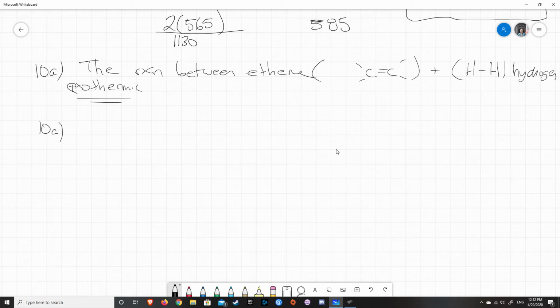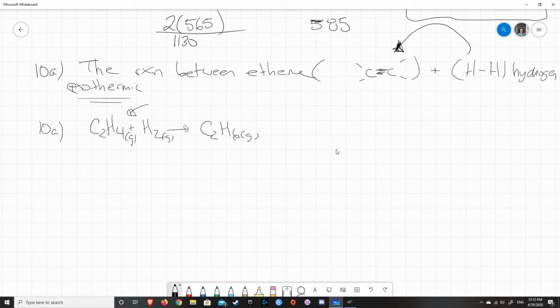If you remember from IGCSE, this is just a hydrogenation reaction. We're adding hydrogen to this double bond. Typically you need a catalyst, but we don't need to include the catalyst in this. So let's do C2H4 plus H2 reacts to form C2H6. And these are gases: gas, gas, gas.